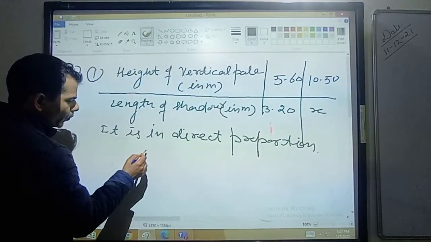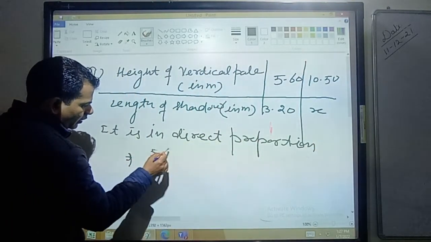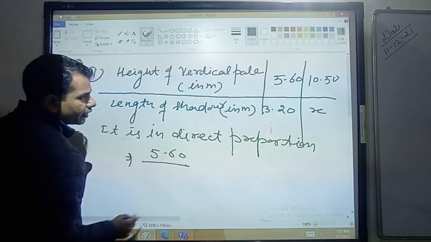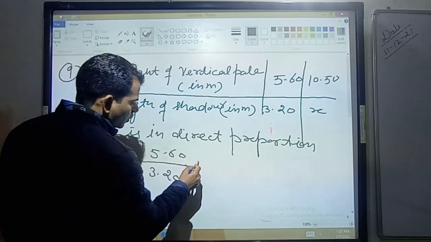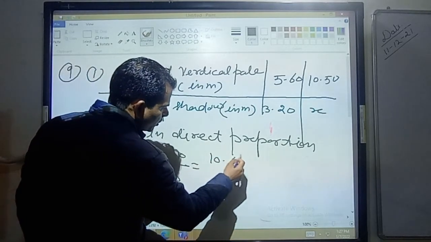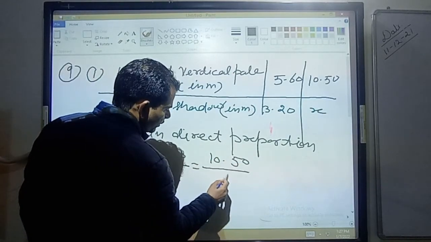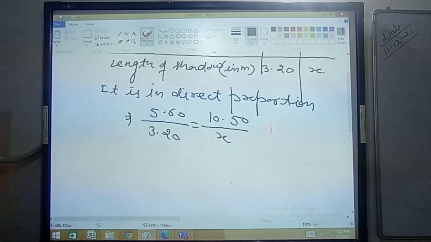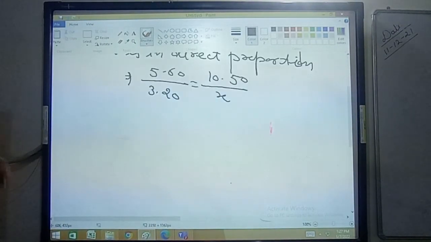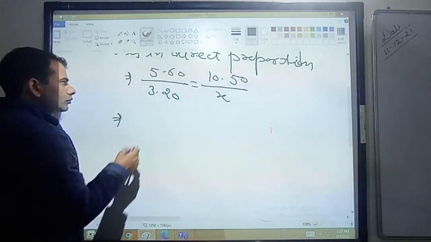Proportion: 5.60 divided by 3.20 is equal to 10.50 divided by x. Okay. Yes, sir. Solve it.